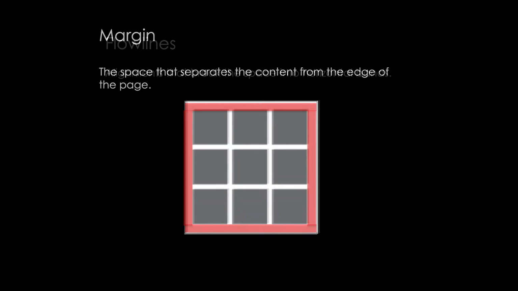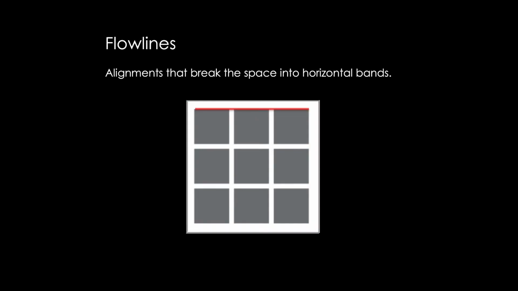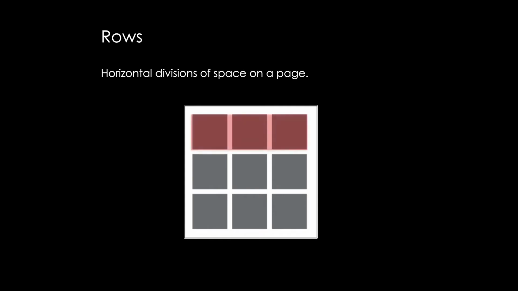We're going to be setting up margins, which is that outside part of a grid. Flow lines are these alignments that we're going to set up that go across horizontally. We'll be setting up columns, which are these vertical divisions of space that we use to organize things. Rows are our horizontal divisions of space that we're going to create with our grid.